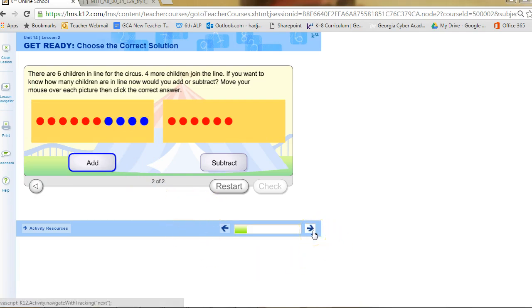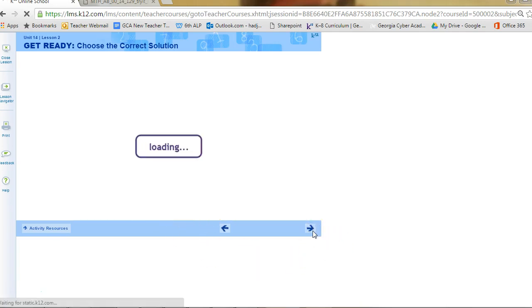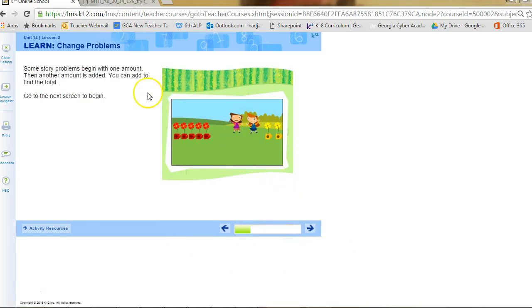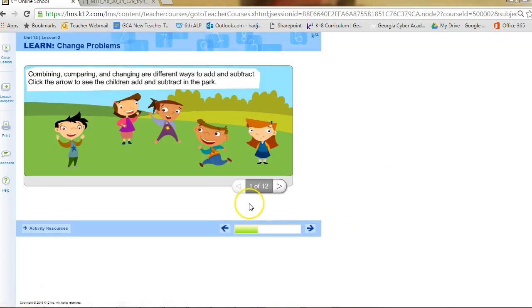We're going to continue our lesson. This just tells you you're going to have some more story problems where our students need to decide if they're adding or subtracting. There are 12 screens here, so I'd like you to pause this video and work through your OLS lesson, these screens 1 through 12, so your student can practice.